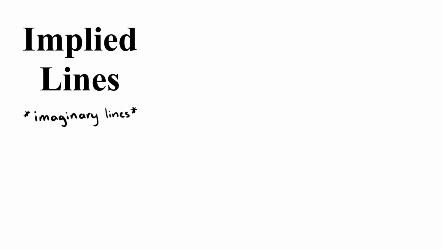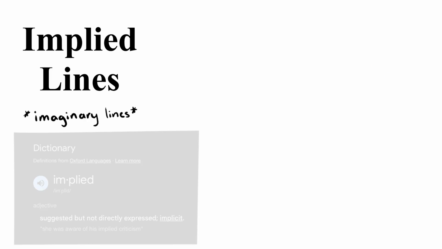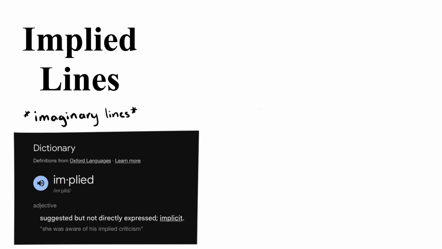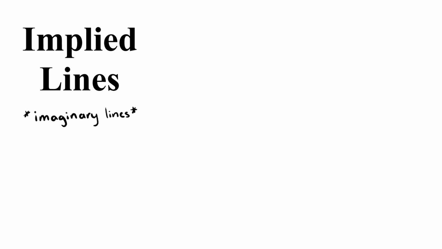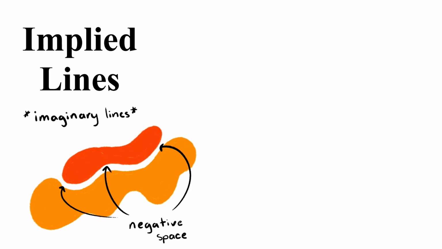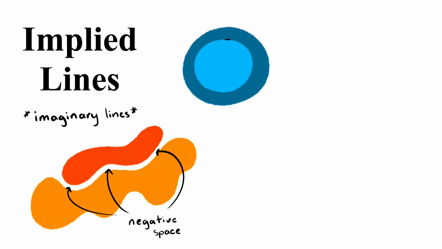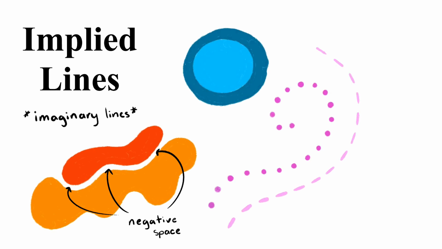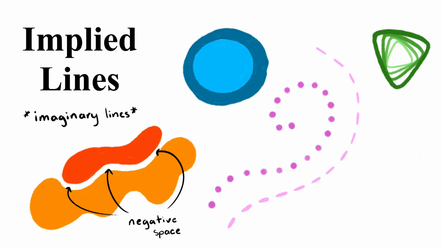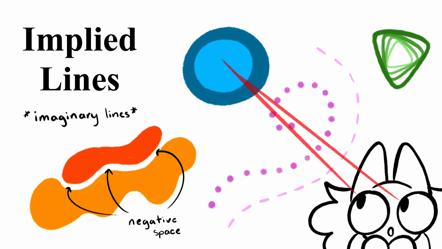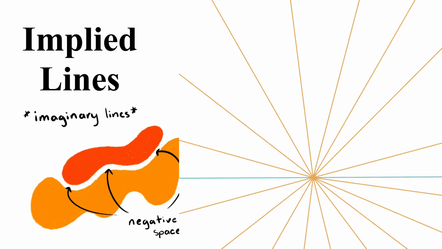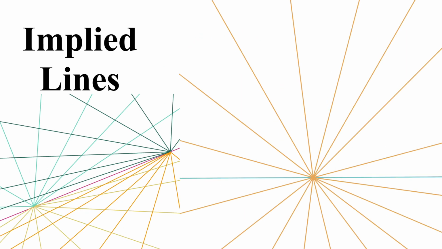And finally, implied lines, also known as imaginary lines. They are lines that are suggested but not directly expressed. In art, they can be identified as negative space, the separation between colors, dotted or dashed lines, lines or shapes that indicate movement, lines that direct the viewer's eye, and point perspective to add depth and dimension.